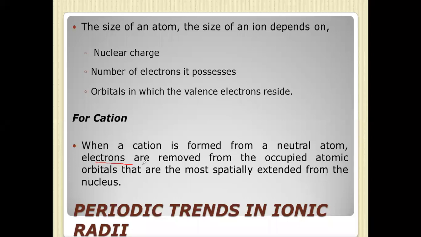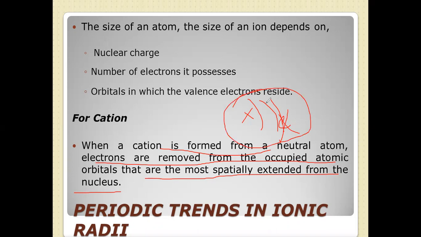The electrons are removed from the occupied atomic orbitals that are more spatially extended from the nucleus. So this is what I said about how the cation is formed. When you take any atom, what is happening? It will lose the valency shell electron and become a more stable configuration. This is how the cation is formed.